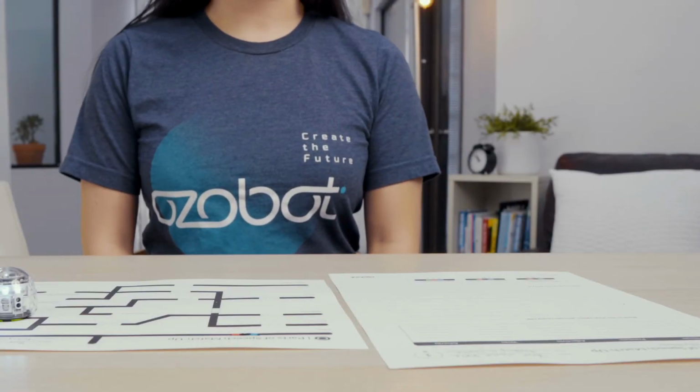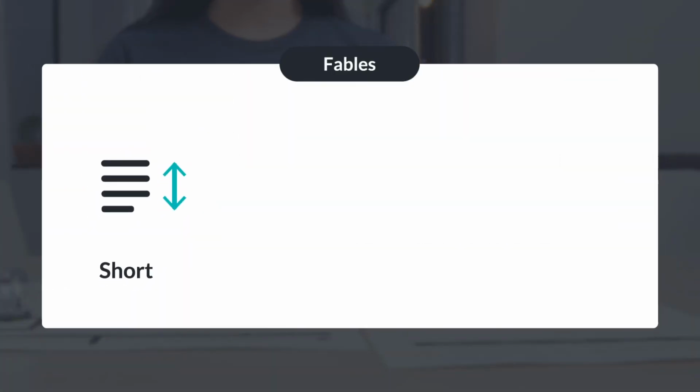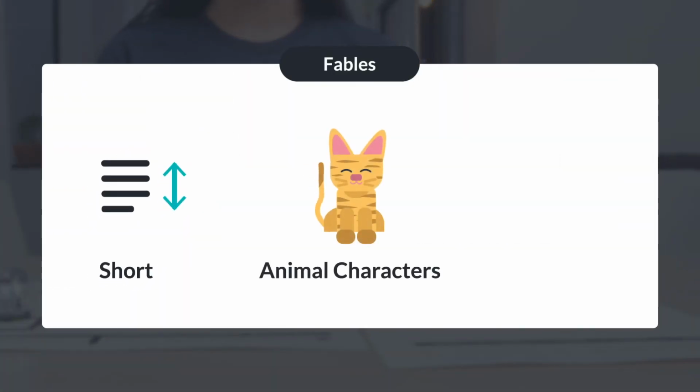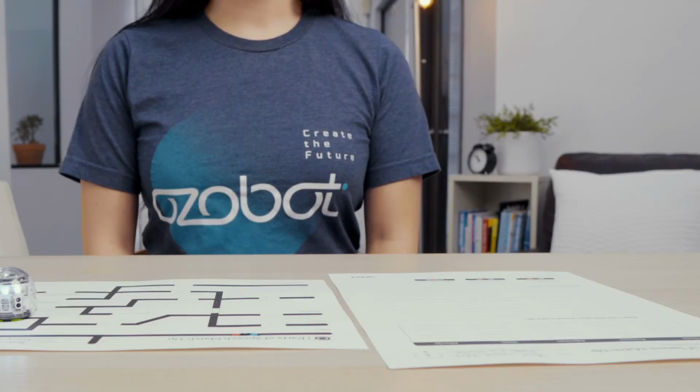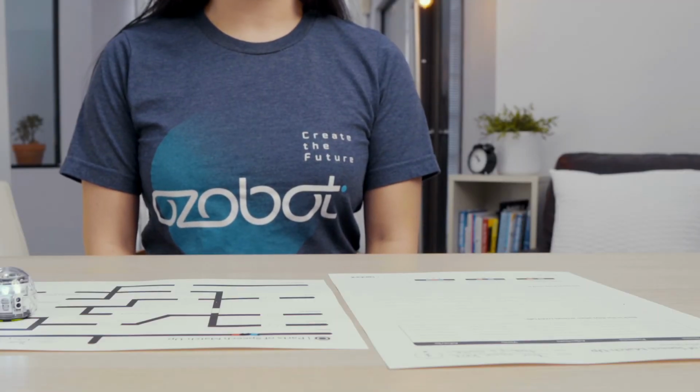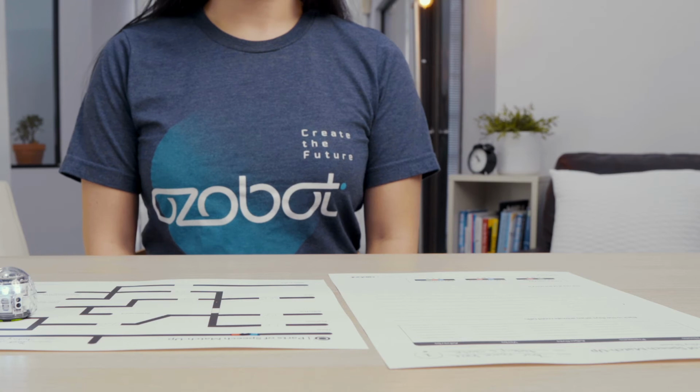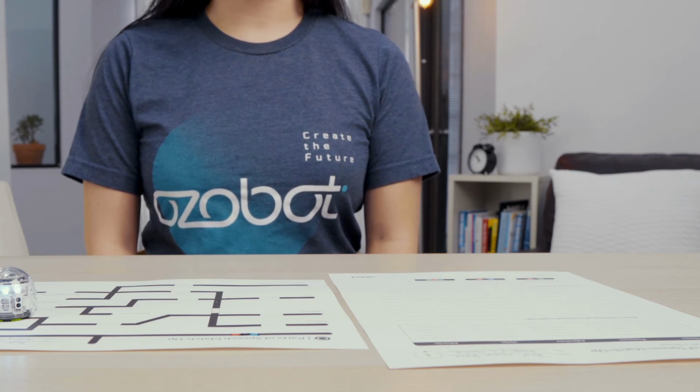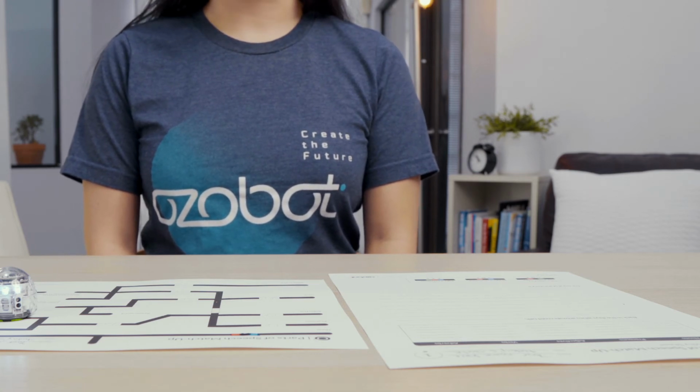Fables are imaginary stories. They are usually short and use animals as the characters. Fables usually have a lesson built into the story. That lesson is called the moral of the story. Using your imagination and the words from the word bank you just created, you will write your own fable. Here is an example of a fable.